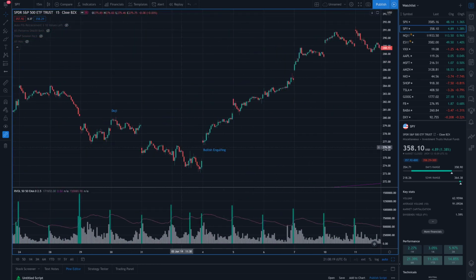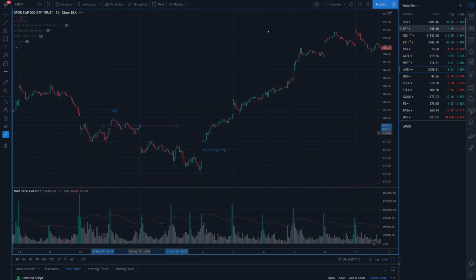So on this day, on May 30th of 2019, it opened right here, right? Let me get the drawing tool. So it opened right here at the top. And it closed at basically the same price, if you can see that.